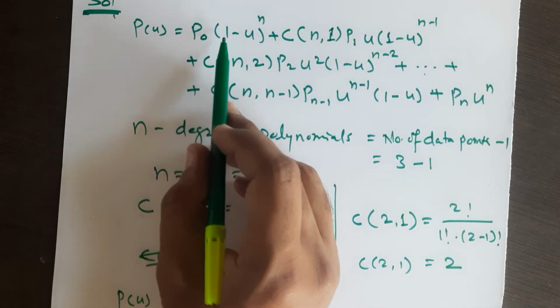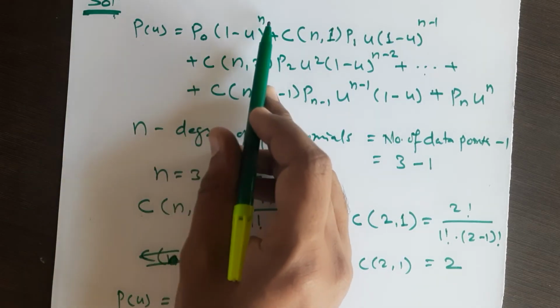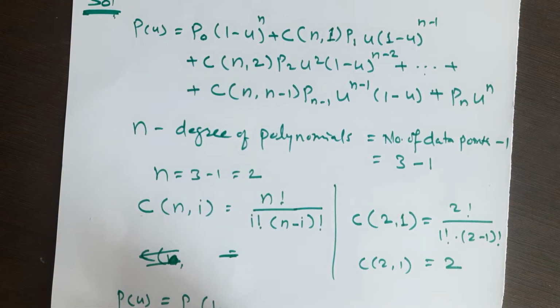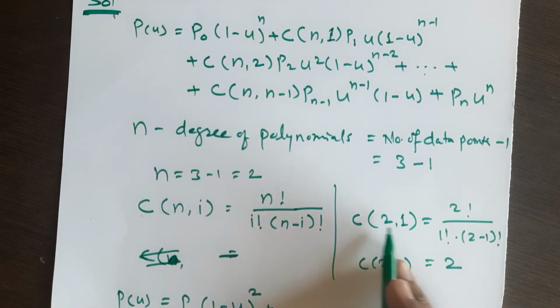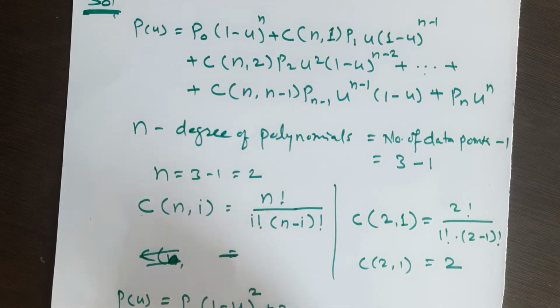So here P0 will be as it is. Then after that 1 minus u raised to n. Okay, so 1 minus u raised to n, n is 2, plus now C n comma 1. So C n comma 1, that is 2 comma 1, we have calculated, it is 2. So 2 will be there.